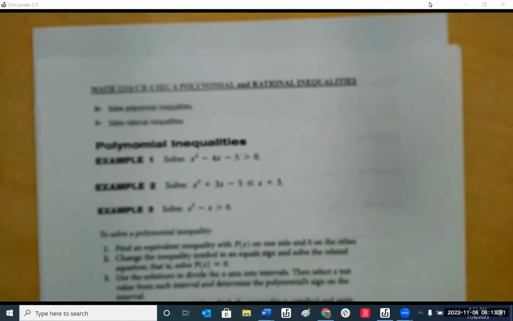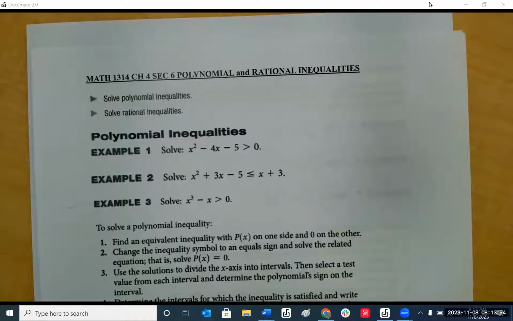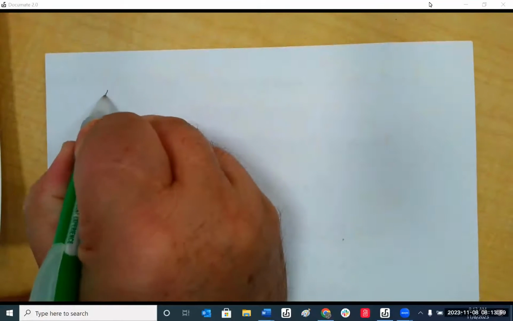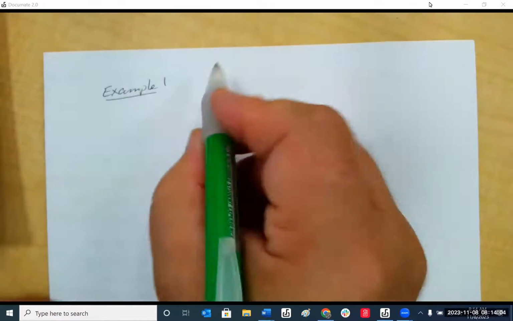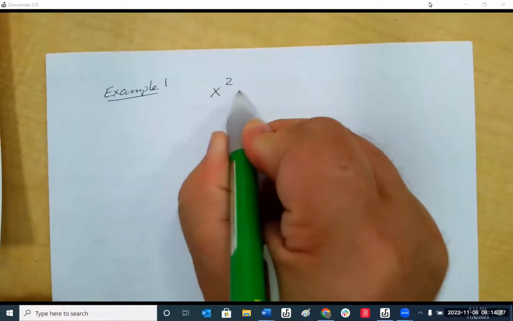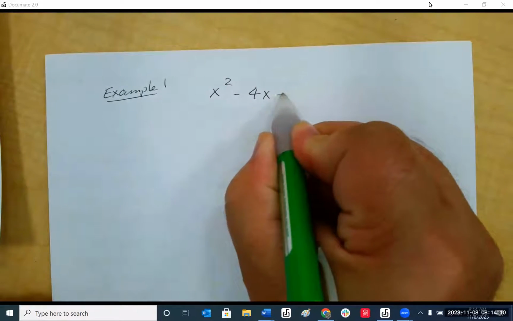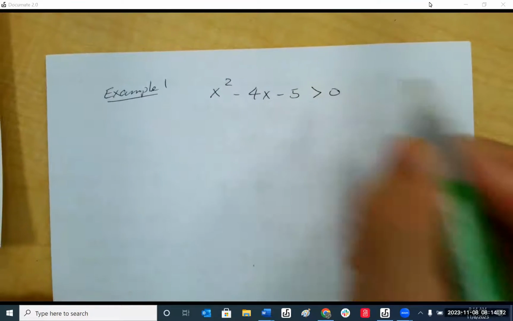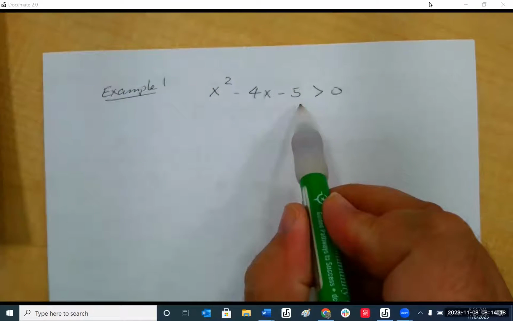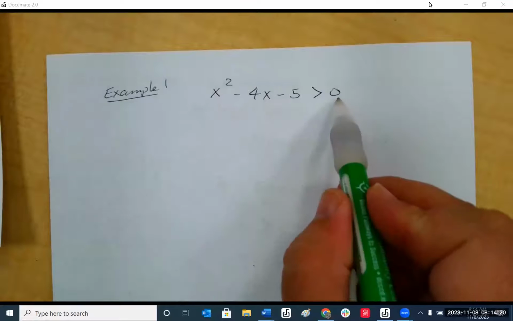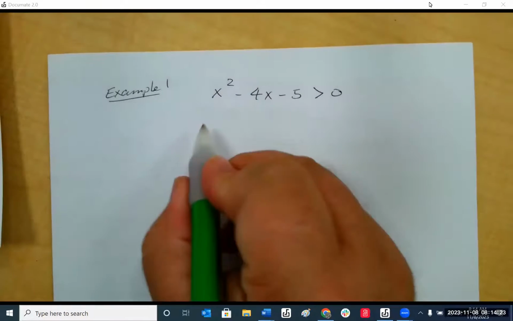All right, so let's look at example 1. This is from the packet I gave you last time. Example 1: x squared minus 4x minus 5 is greater than 0. There aren't any parentheses. Everything's on one side. We have a 0 on one side. So now all we do here is factor.